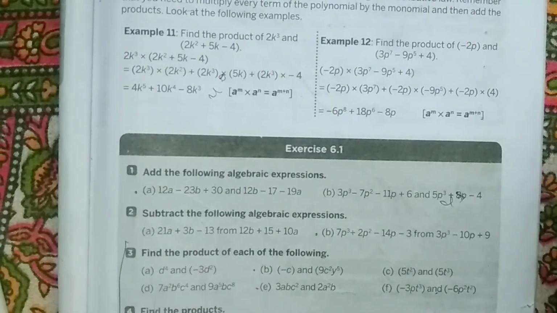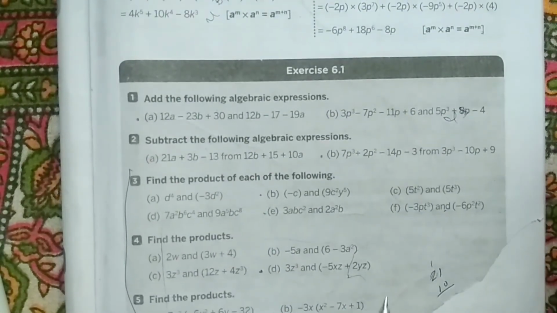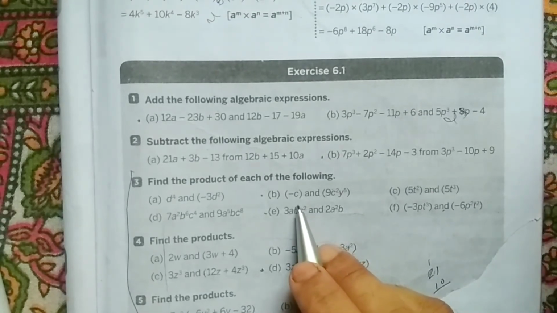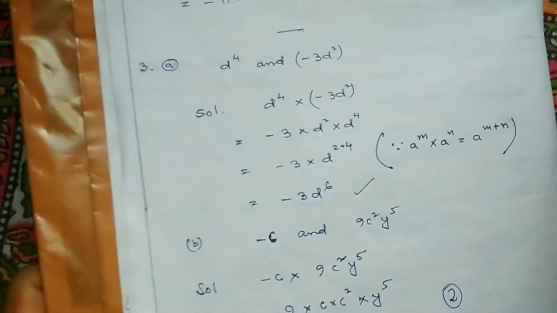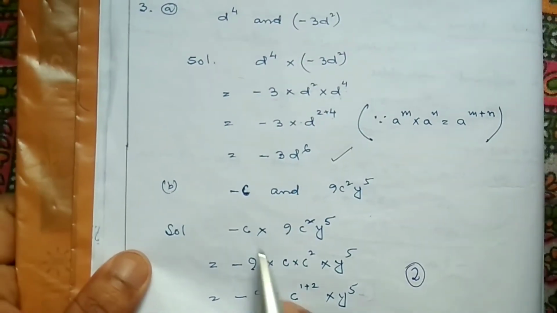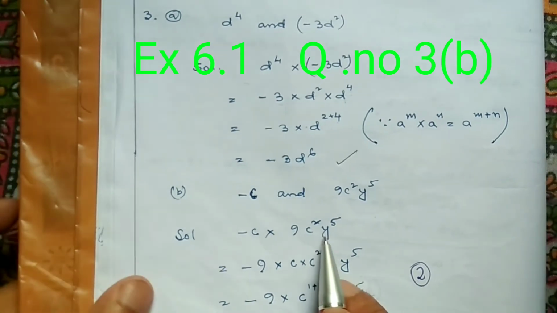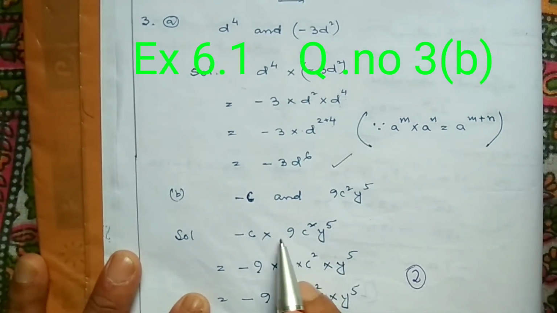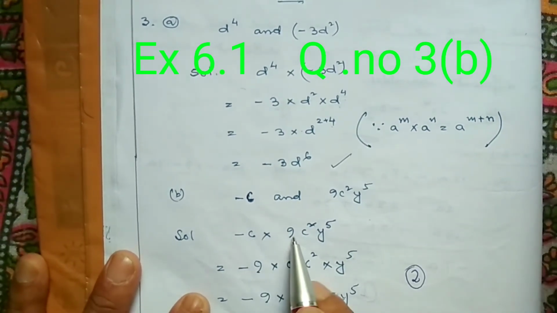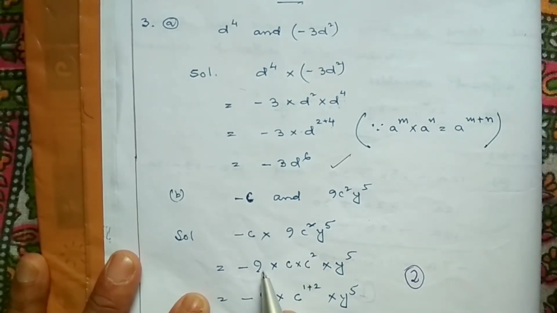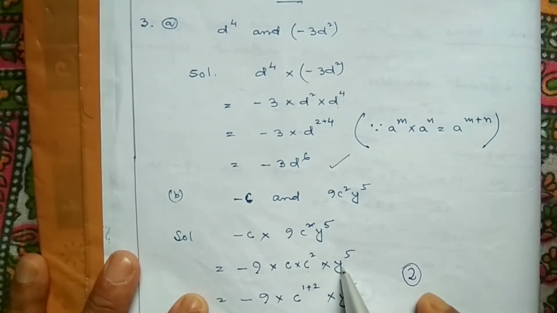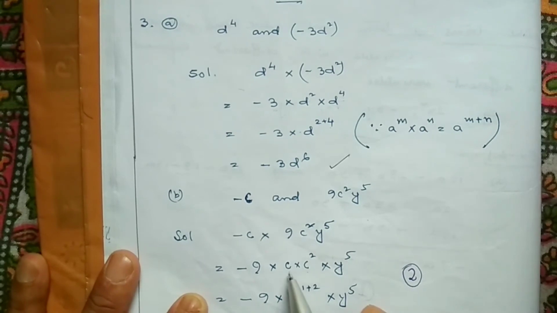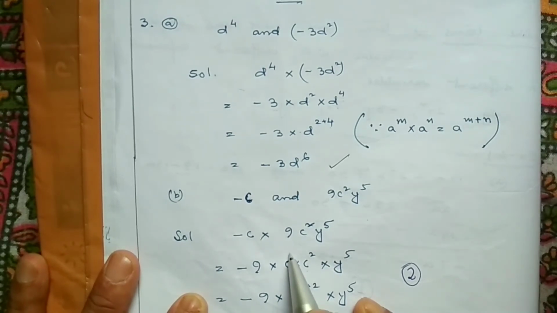Now let me do another one. Suppose the question is you are to multiply minus c with 9c square y to the power 5. Here also same thing. Minus c and 9c square y to the power 5. First of all, sign, plus minus minus. Write the constant or the number here. Number is 9, so I have written 9. Then write the variables c, then c square, then y to the power 5. Minus 9. Now c, since nothing is there, 1.